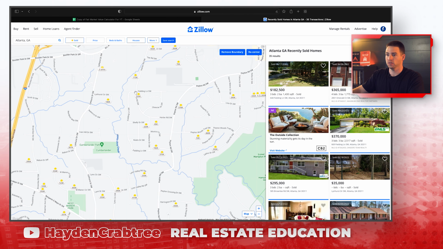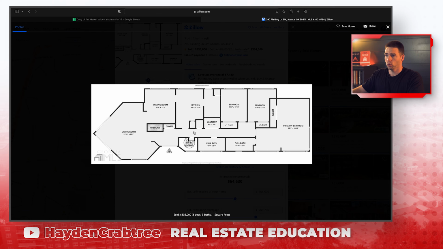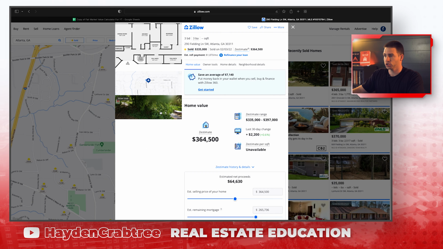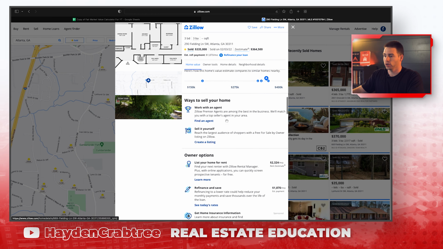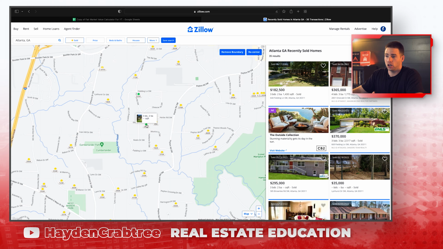So again, 217 Fielding Lane, that was right here. Here's a great property. Let's see what this one looks like. So we just have a simple picture, and are there any descriptions of the property? No description of the property, so I can't use this one. It did sell for $335, but I don't know if it's a good comp or not, right?